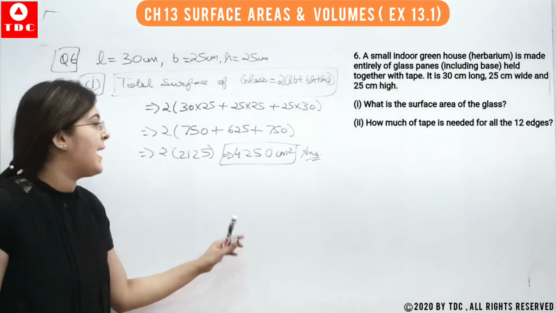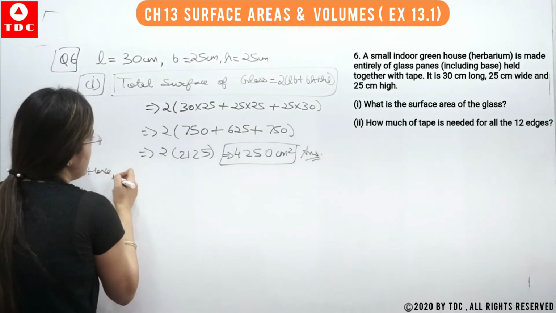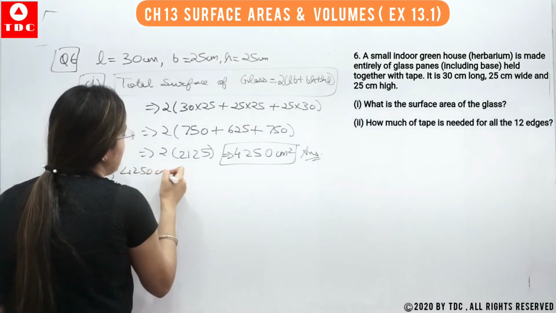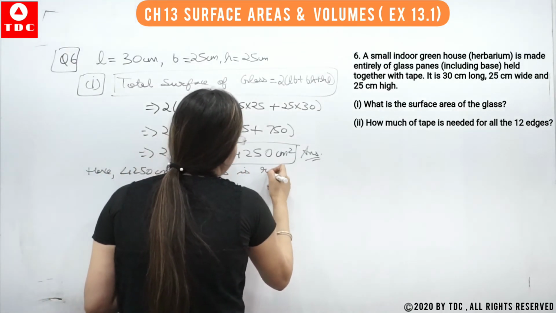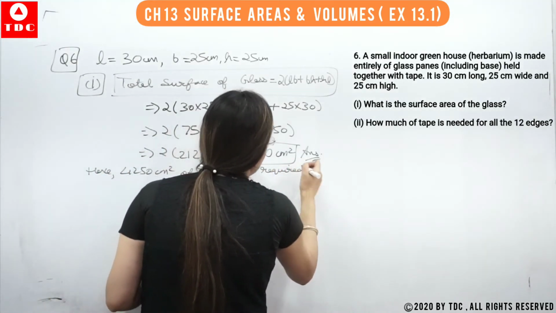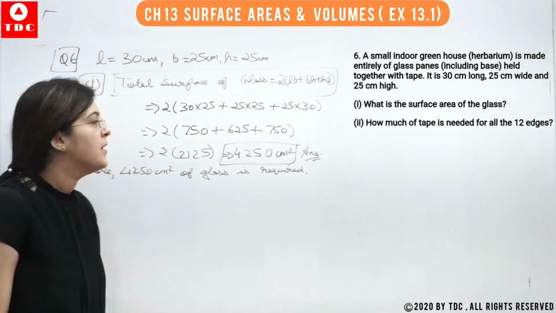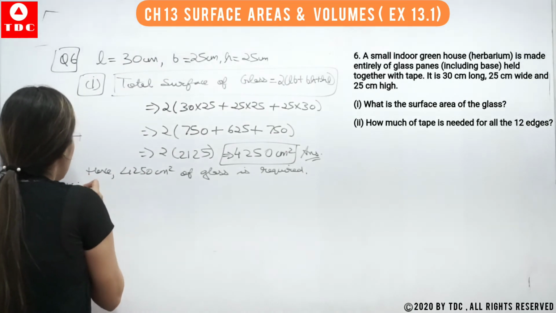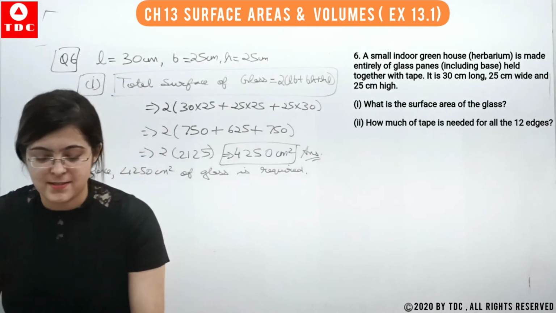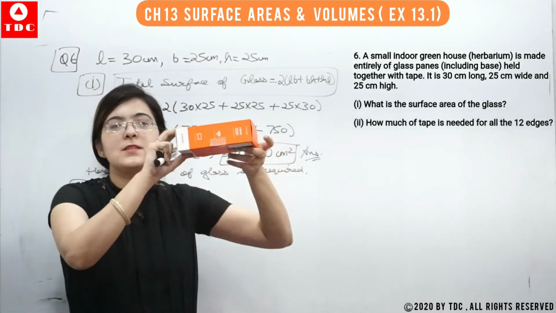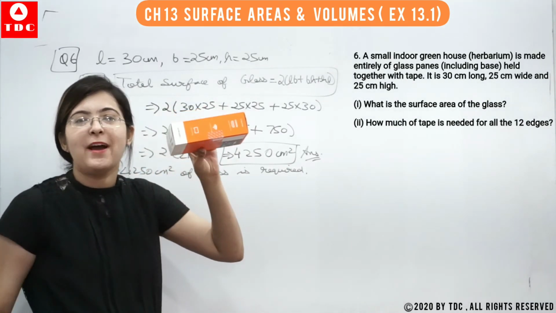What will you write? That 4250 centimeter square of glass is required to make that greenhouse, herbarium, that is given. Okay, now see the second part. What you need to calculate? The tape used at the 12 edges. See students, if this is a box, to cover all the edges, how many edges it will have? It will have 12 edges.